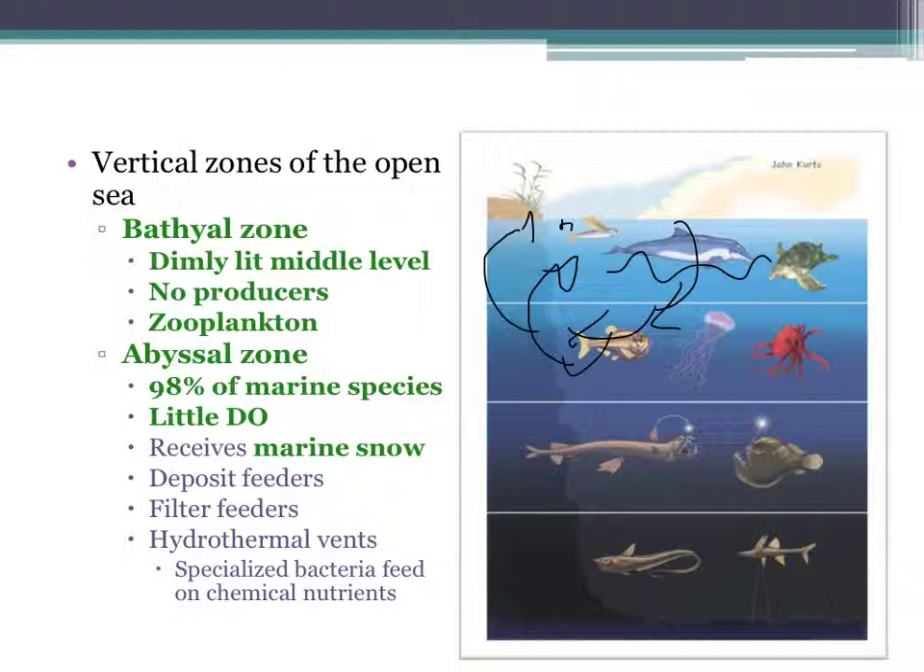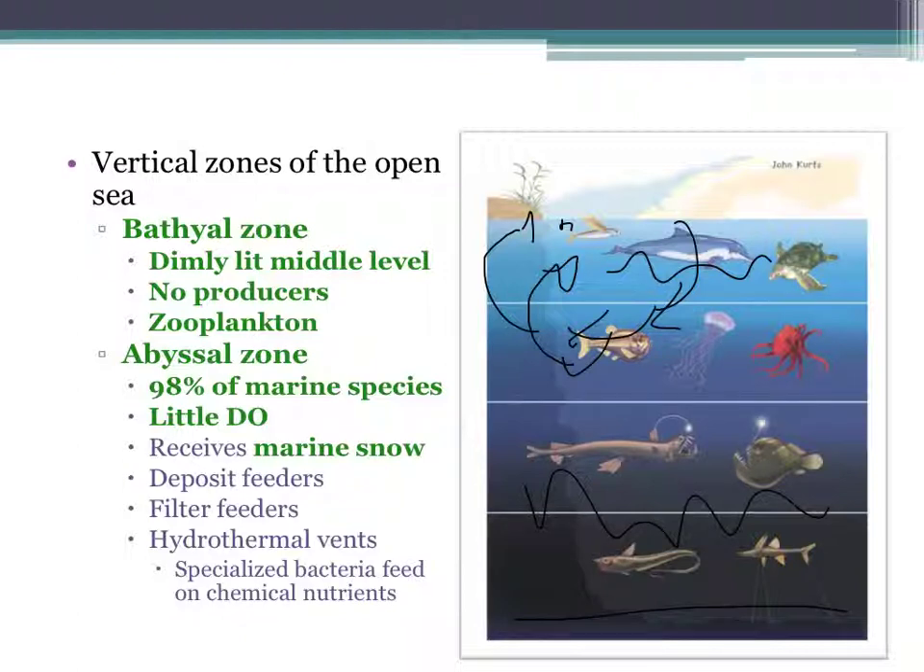The abyssal zone, or the abyss, is actually at the bottom of the ocean down here, benthic, of course, being the bottom. In the abyssal zone, we actually have 98% of marine species, believe it or not, which is unheard of. A lot of those, we don't even know what they look like, to be honest with you, because we know more about the moon than we do about the bottom of the oceans. Very little dissolved oxygen out there, but those species need to be able to adapt to that.